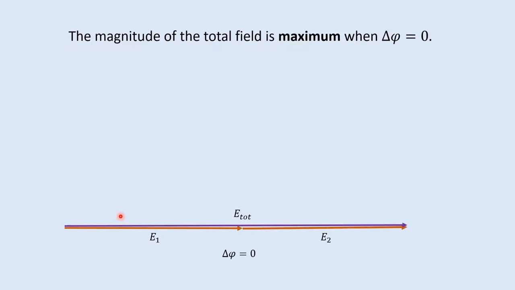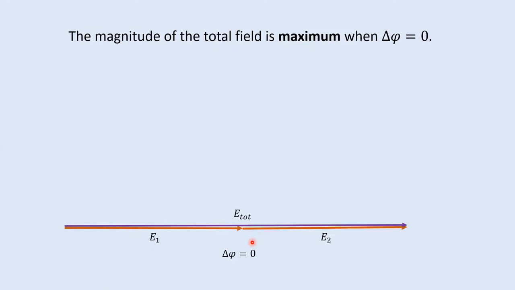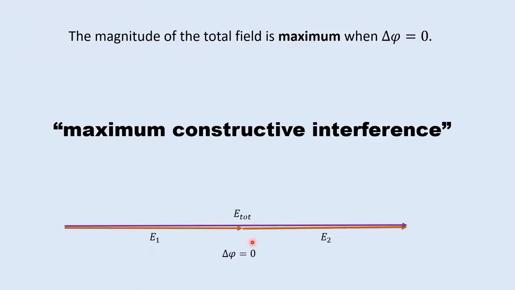And you can probably see that if the phase difference is actually 0, then E total, the phasor representing the total electric field, takes on its greatest value. So you get the greatest possible magnitude of the total field when the two waves have a phase difference of 0, which we kind of already knew, right? That's what we call the condition for maximum constructive interference.